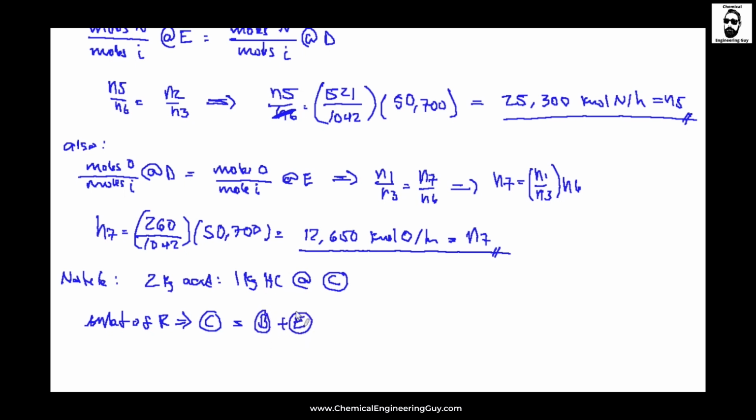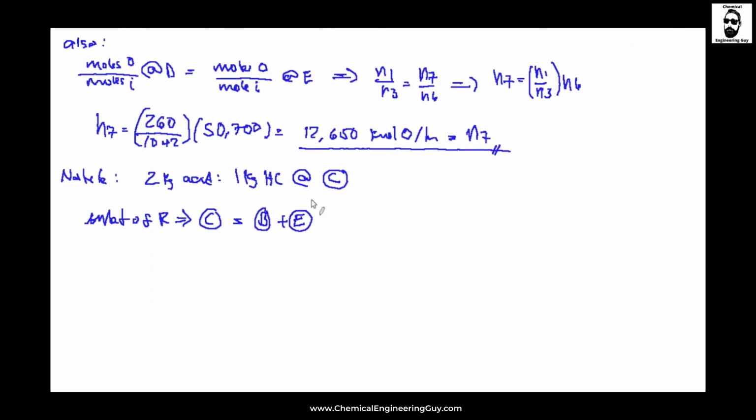So let's work on it. We want C, let's calculate the mass of B. In butylene, I'm only feeding in B. I have no recycle, so I'm just going to get B. B is going to be 260 kilomoles of butylene per hour. That's an easy one.